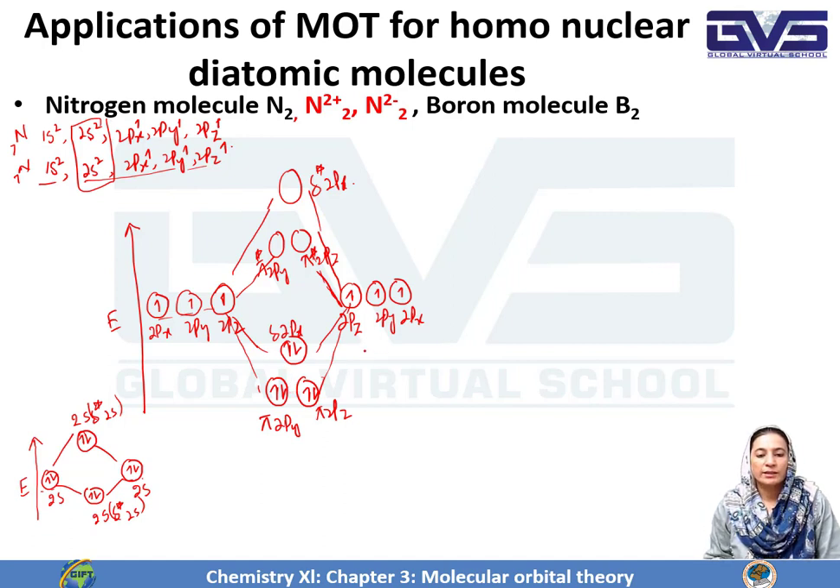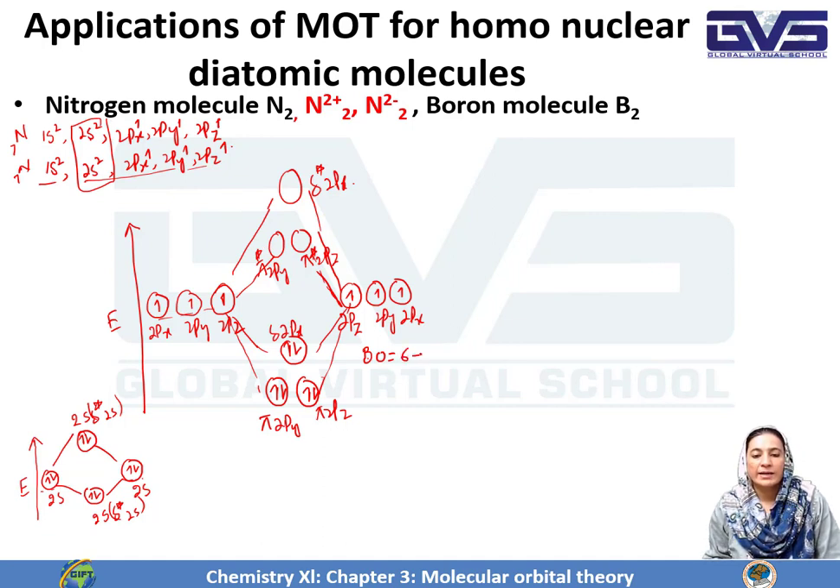Now you have to write the bond order. You can find the bond order by adding these two diagrams, or you can find it from here. There is no need to write this, because the number of electrons in bonding and the number of electrons in anti-bonding are the same. So you can find it with the help of only this diagram.